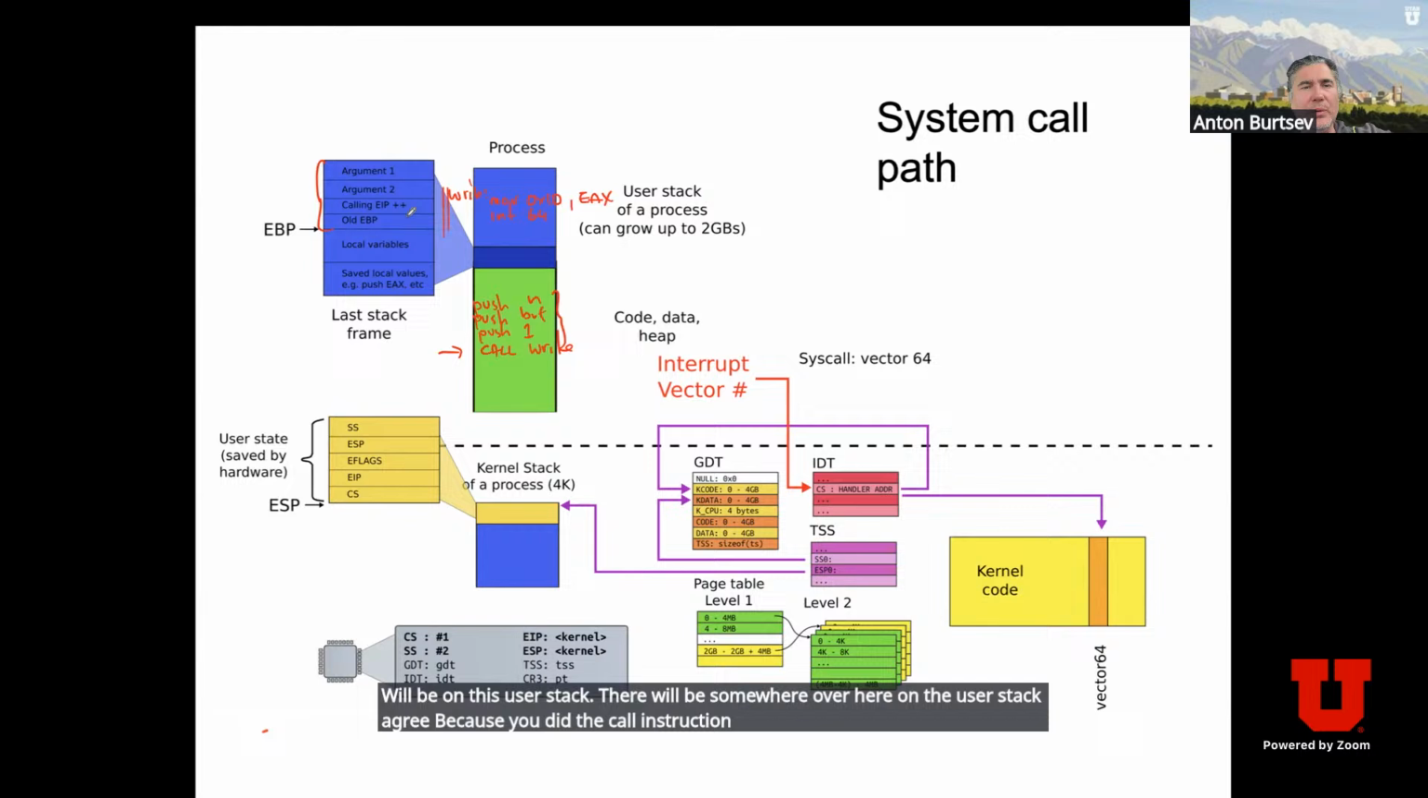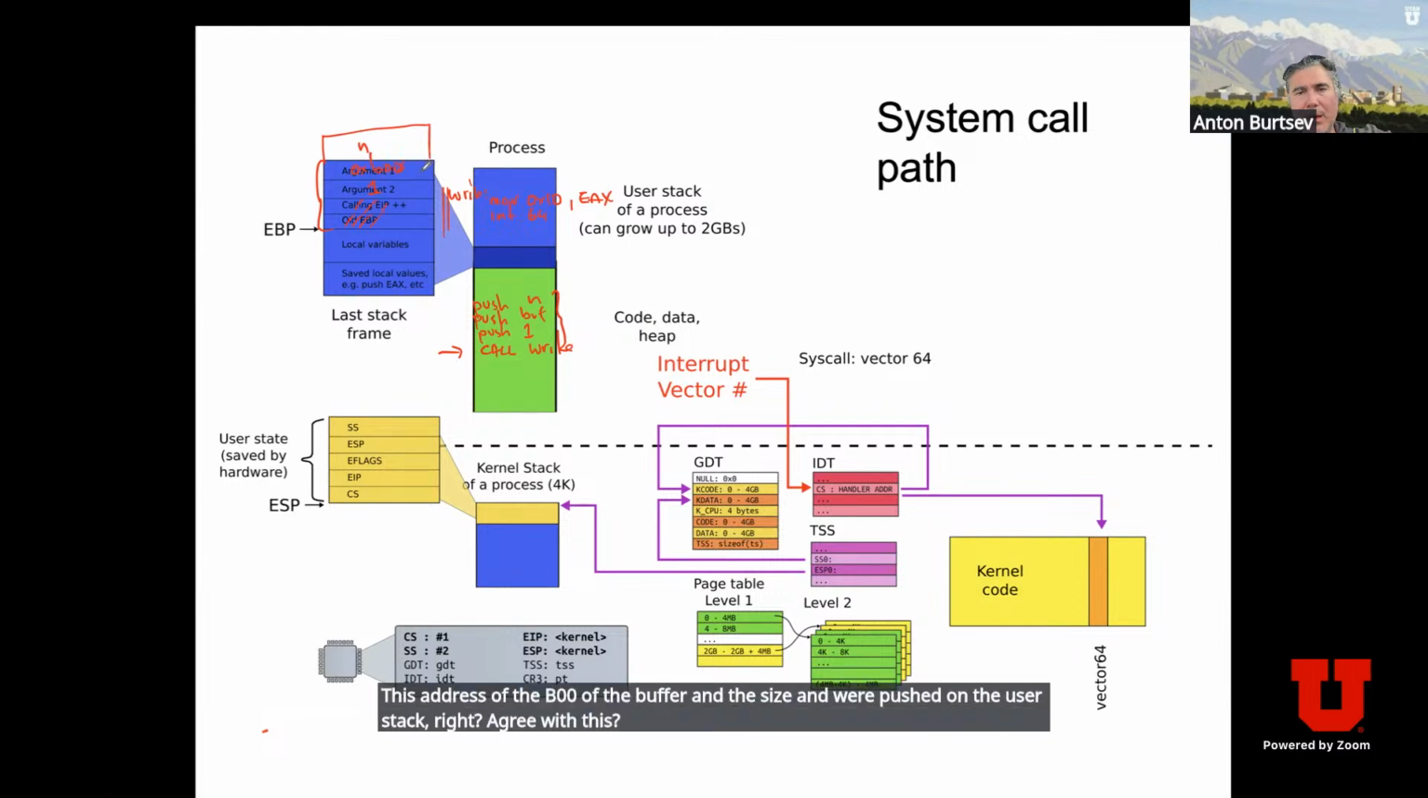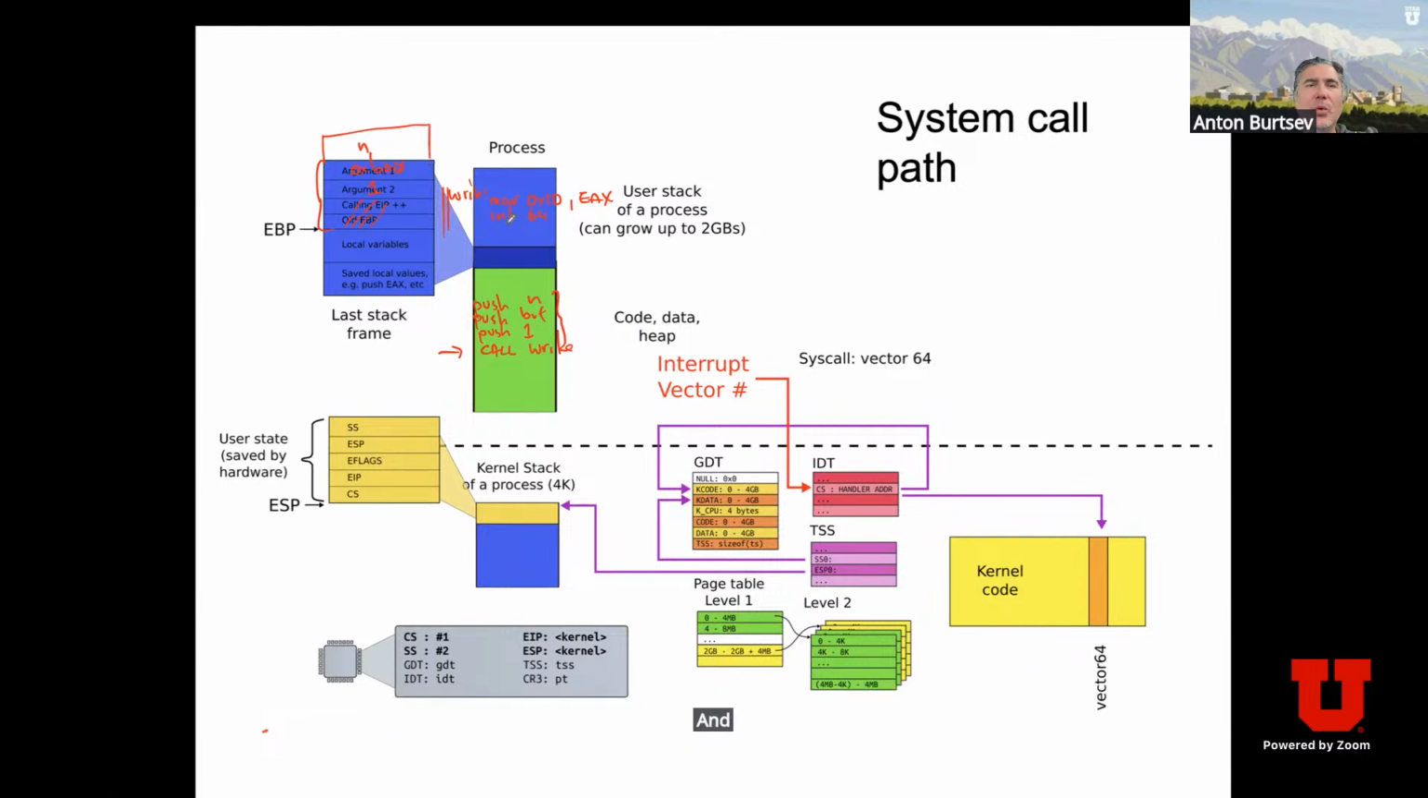this write label doesn't really maintain the EBP, right? So the layout of the stack will be somewhat different, but the address of the buffer and the size n were pushed on the user stack, right? Agree with this? And later, you mentioned that those will be saved in registers, but really not.